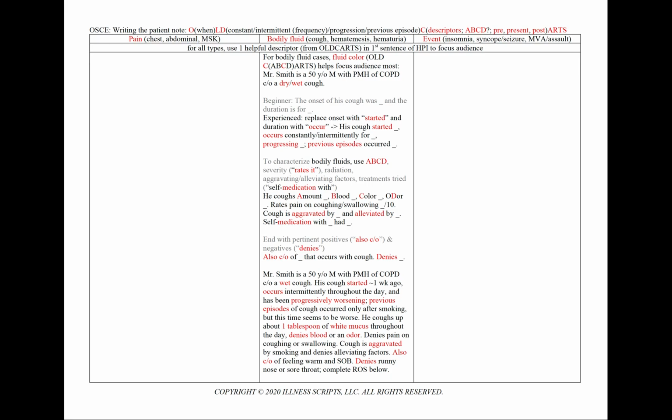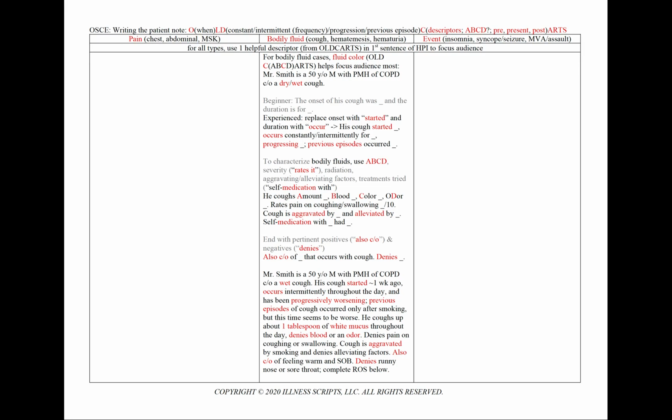And as a beginner, if you're just starting off, you tend to write the onset of his cough was, and the duration is. So we're using the same mnemonic as OLDCARTS, but if you're more experienced or more confident, a way of saying it is to replace the onset with started and the duration with occurs. So his cough started and it's occurring.